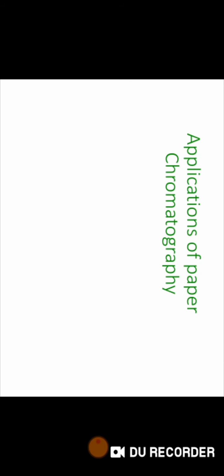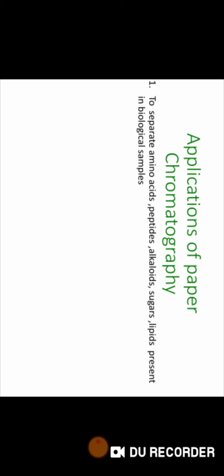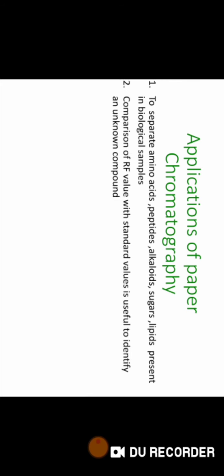Here we have the last segment of the lecture, that is applications of paper chromatography. First, to separate amino acids, peptides, alkaloids, sugars, and lipids present in biological samples. That means it is very useful in biochemistry. Second is comparison of RF values. Already we have seen in the significance of the RF value that it is very useful in knowing the identity of unknown compounds. So by comparing RF values, we can easily identify the unknown compound.